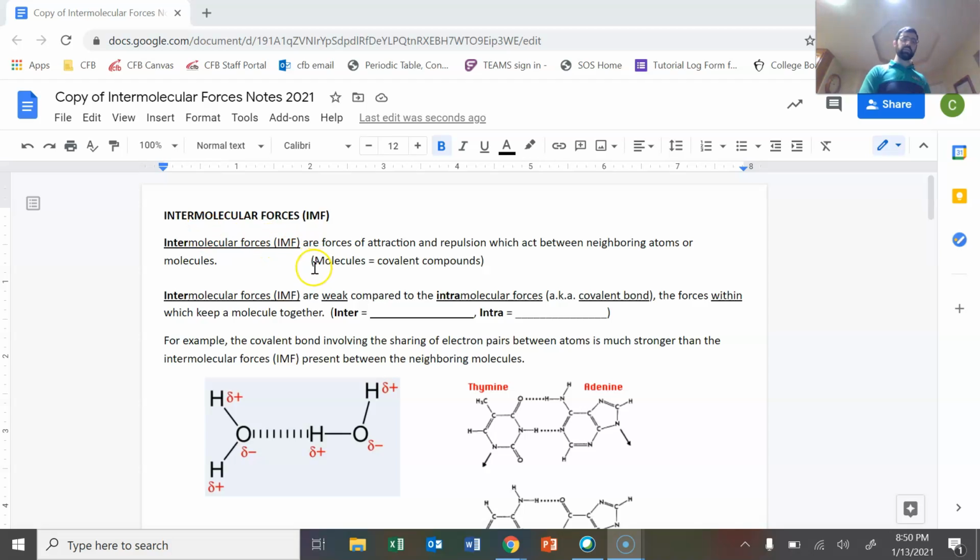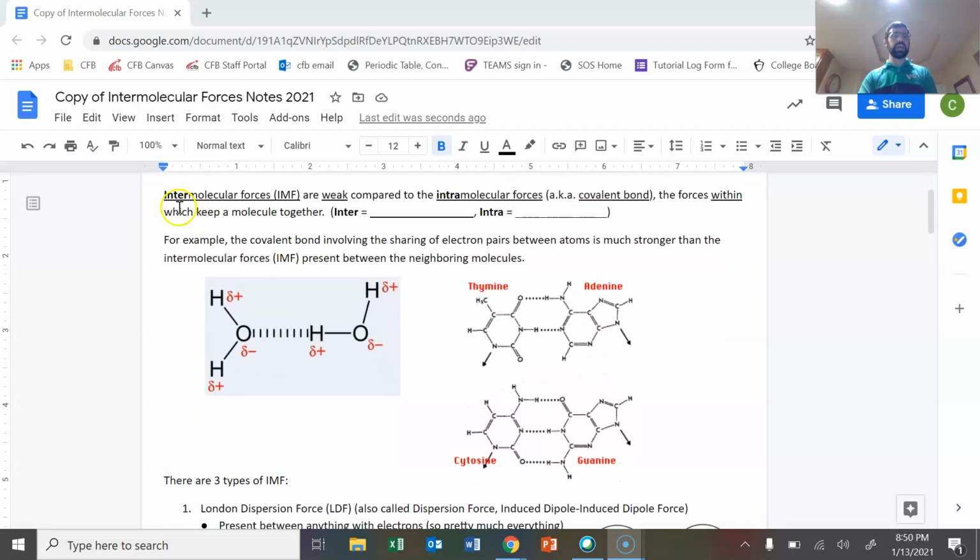So if you hear IMF, they're talking about intermolecular forces. Intermolecular forces are forces of attraction and repulsion which act between neighboring atoms or molecules. And molecules are just covalent compounds. It's the particle for a covalent compound. Intermolecular forces, IMFs, are weak compared to intramolecular forces. We're going to clarify that in a second.